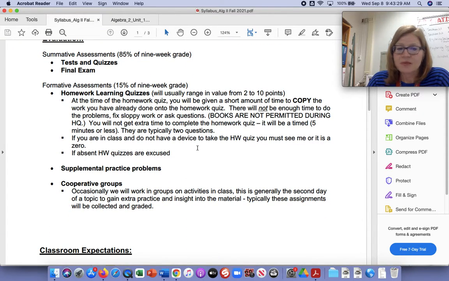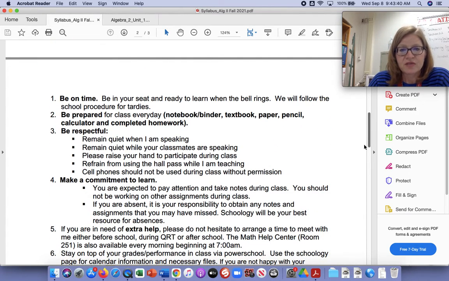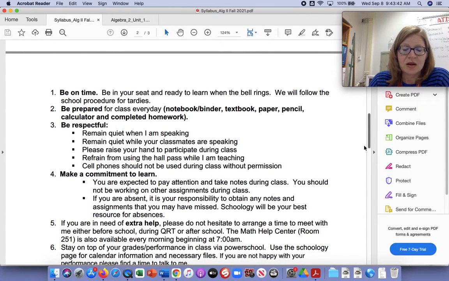If they're absent, they're just excused. Again, that goes in that 15%. There are other practice problems. Sometimes there's group work or just other worksheets as well. Obviously, they're expected to be here on time.